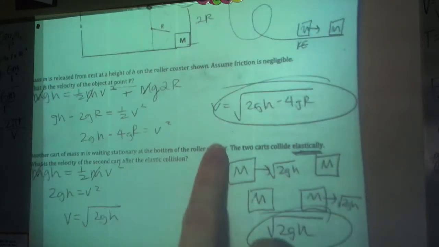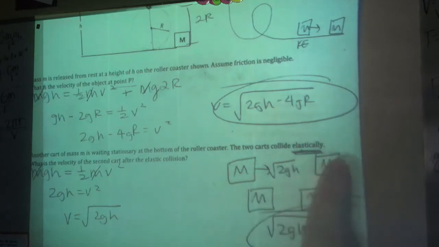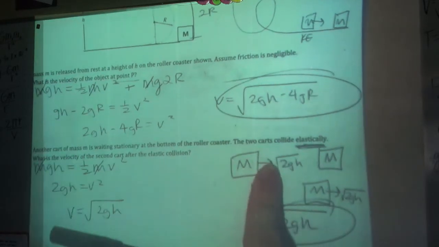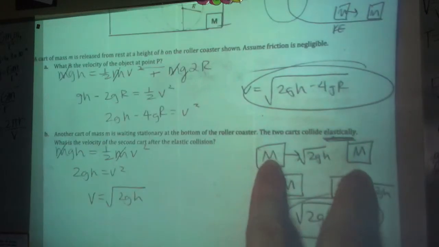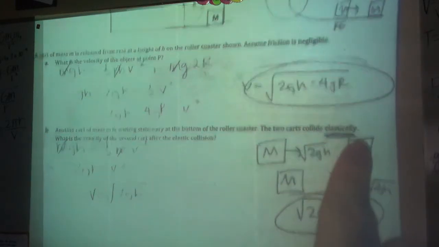So basically, if they're equal masses and one's at rest, and you want the velocity of the second one after, it's just the first velocity. So they have to be equal masses, and it has to be colliding elastically.